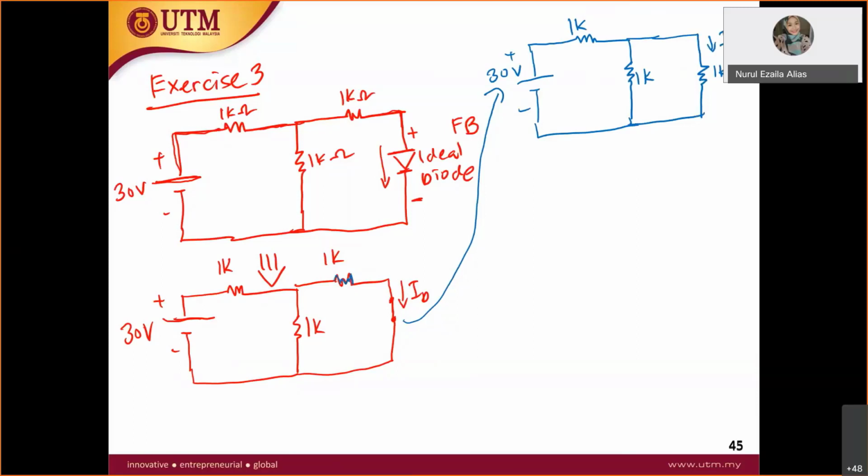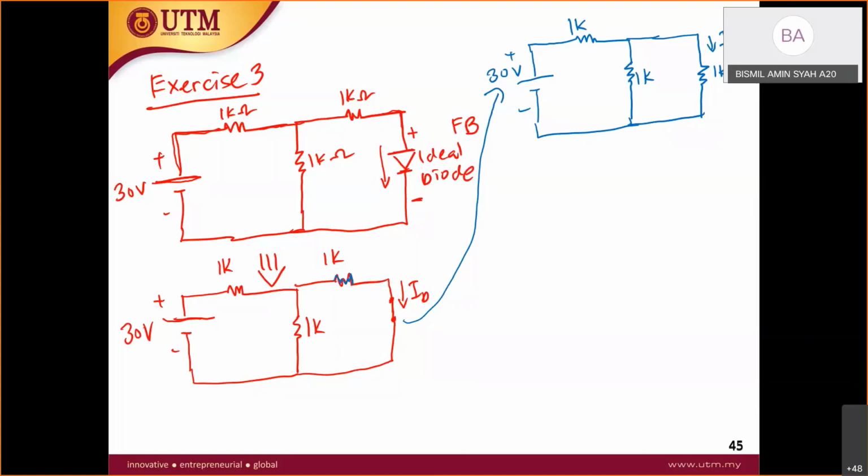So this is ID. Can you find this ID? How do you find this ID? 30 volt over 2 kilo ohm, which is 15 milliampere? Why 2 kilo ohm? Short circuit.